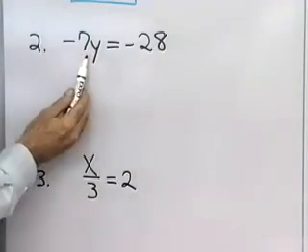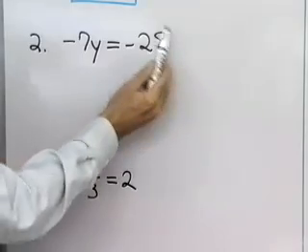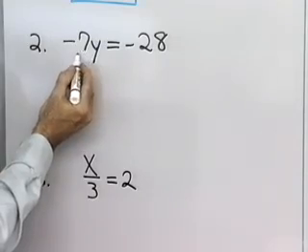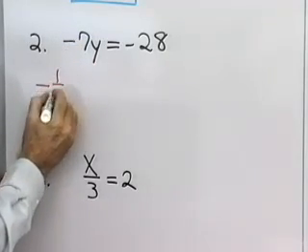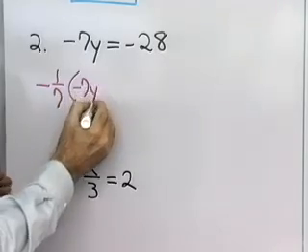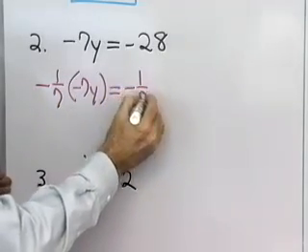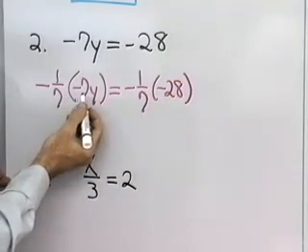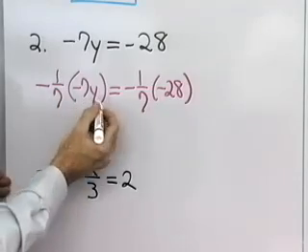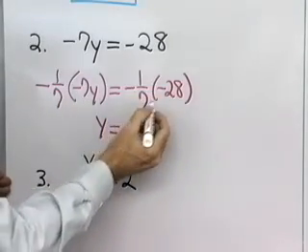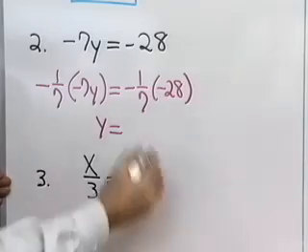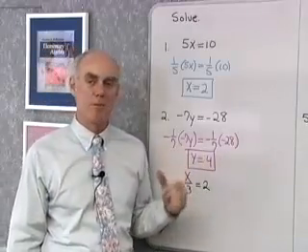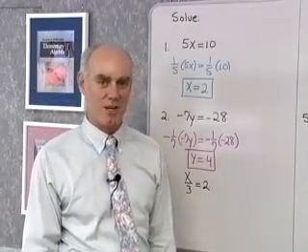Our next problem, we have negative 7y is equal to negative 28. I don't care about the negative 28. What I want is 1y instead of negative 7y. So I look for the reciprocal of negative 7, that's negative 1/7, times negative 7y. If I do that to the left side, I do it to the right side also. Now, negative 1/7 times negative 7 times y is positive 1 times y, which is just y. And negative 1/7 times negative 28 is going to be positive 4. So my solution to that equation is positive 4. I found it by using that multiplication property of equality.